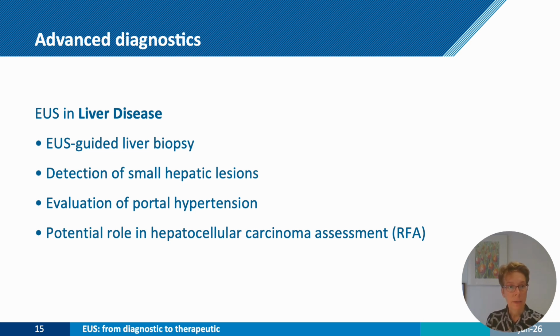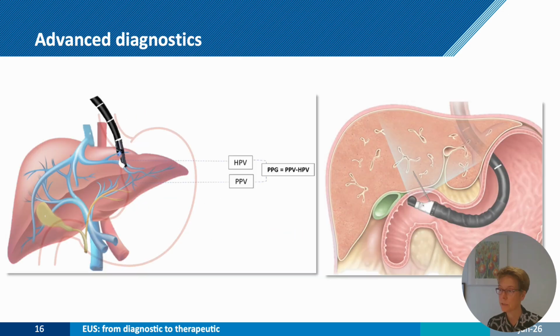And then we have EUS in liver disease. I think nowadays that's more and more often used. You can do EUS-guided liver biopsies, you can detect small hepatic lesions, you can evaluate portal hypertension, and there is a potential role for RFA for hepatocellular carcinomas.